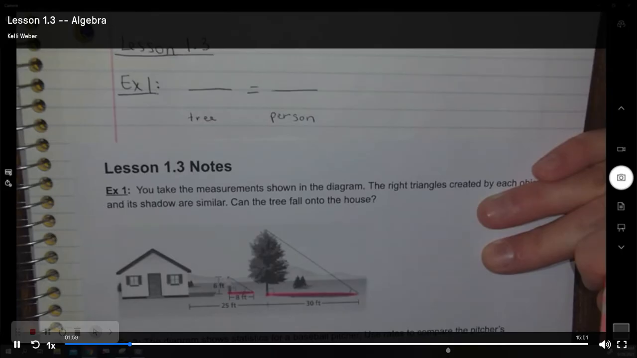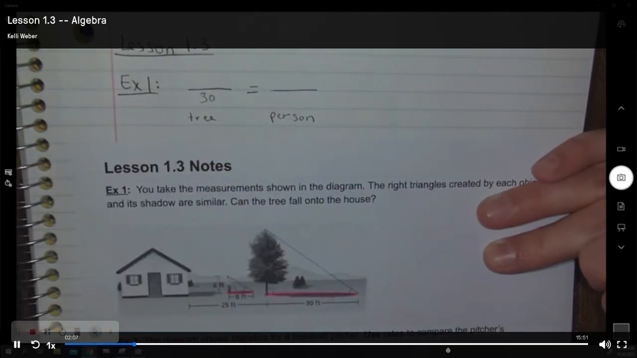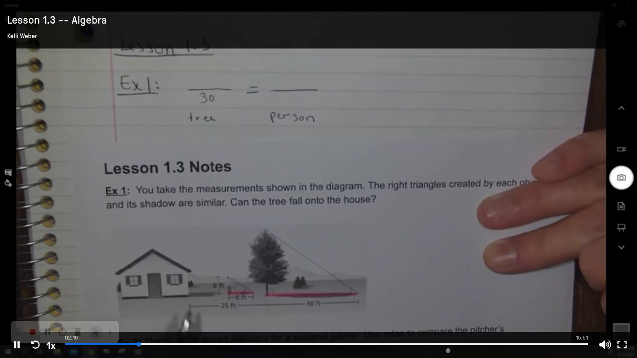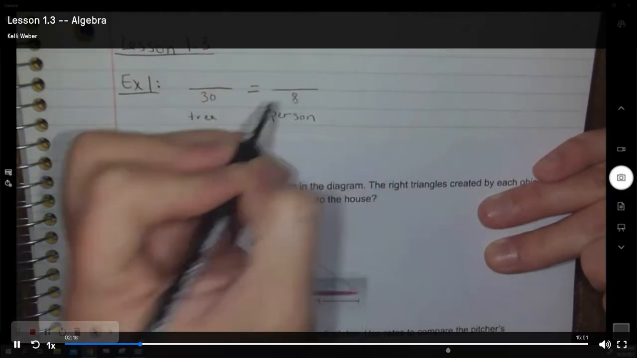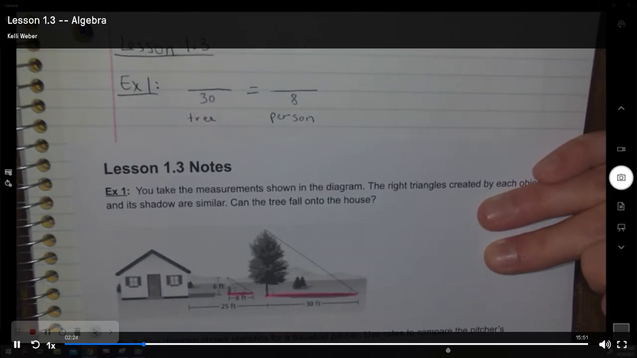All right. So we have the shadow for the tree is 30 feet. So I'm going to put that on the bottom. It truly doesn't matter if we go bottom or top, but this is the way I'm going to suggest doing it for this one. Shadow for the person is 8 feet. And the reason I'm doing it this way is because then the variable is on the top of the fraction. And that's going to make life a lot easier when I'm trying to solve.